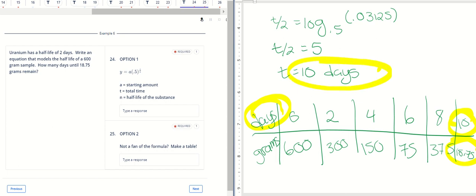Either way, you'll end up with 10 days, so it doesn't matter to me how you do this as long as you are comfortable with what you choose.